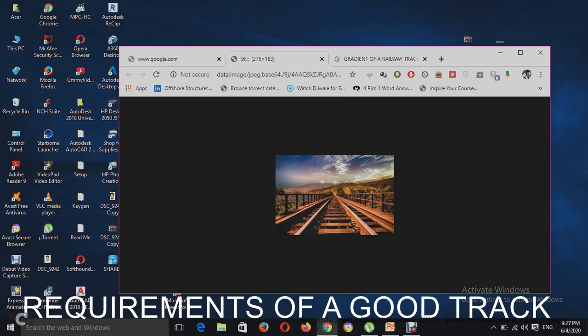Number 7. The track should have good lateral strength so that it can maintain its stability despite variations in temperature and other such factors. As you know, whenever the temperature rises, it expands. Whenever it decreases, it shrinks. So to maintain its strength, it should have good lateral strength so that it can stabilize whenever there is a variation in temperature.